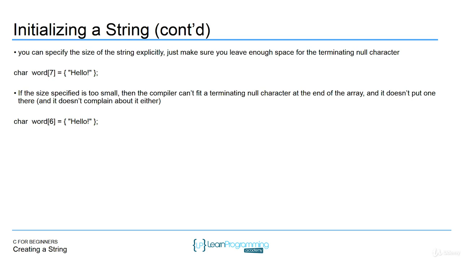So don't put any numbers inside those brackets for the size. Because if the size specified is too small, the compiler cannot fit the terminating null character at the end of the array, and it doesn't put one there. And it's not going to tell you that it didn't put one there. So you're going to have a bug in your program and you're not even going to know it. Best practice is, when you're using a string literal and initializing a string, to just let the compiler figure out the size for you.